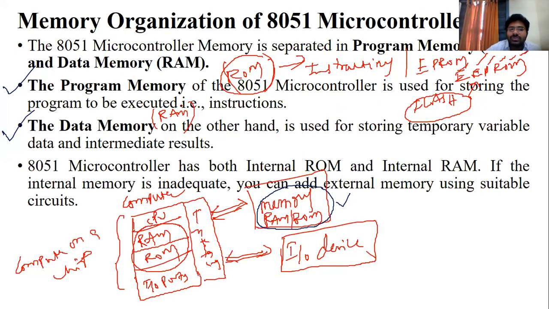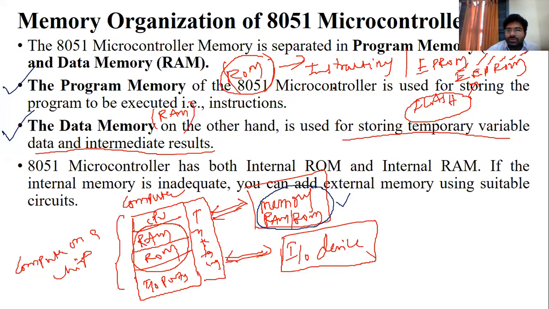So two types of memories are available: RAM and ROM. RAM is the data memory, which stores temporary data or intermediate results. When the microprocessor performs an arithmetic operation like addition or subtraction, it gets some results. Those temporary, intermediate results are stored in the RAM.